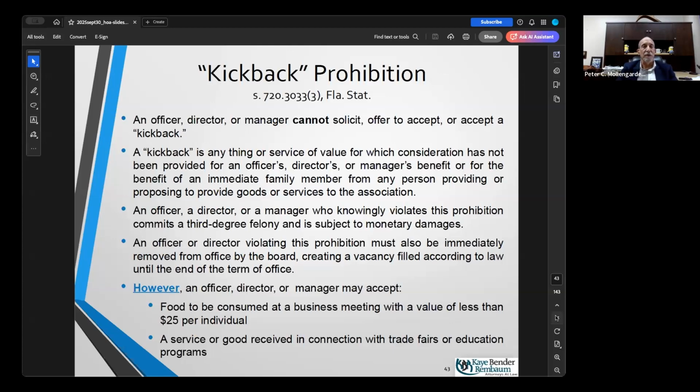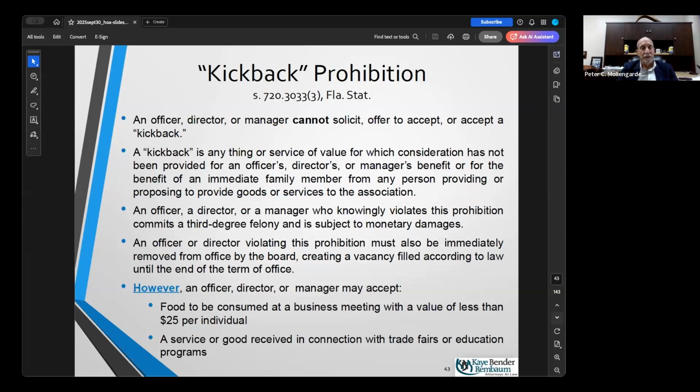An officer or director or manager who knowingly violates this prohibition against kickbacks commits a third-degree felony and is subject to monetary damages. Also, any officer or director who has violated that prohibition must also be immediately removed from office by the board, and that creates a vacancy to be filled until the end of the term of office. However, there are a couple minor exceptions.